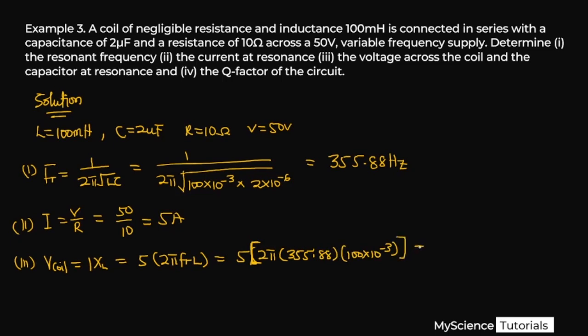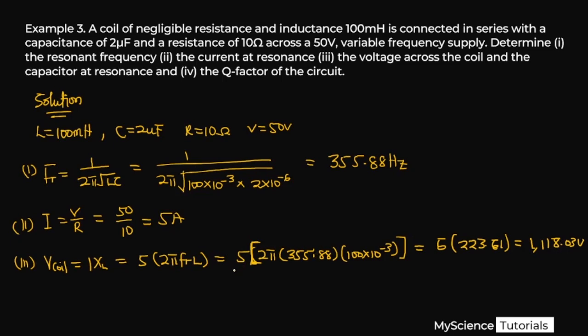Okay, so this will be equal to 5 multiplied by 2 pi multiplied by the resonant frequency multiplied by L, which will give us 223.61. Then if we multiply that by 5, we are going to get 1118.03 volts as our V coil.